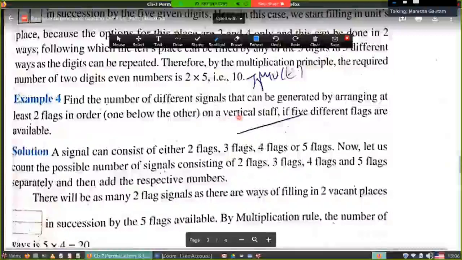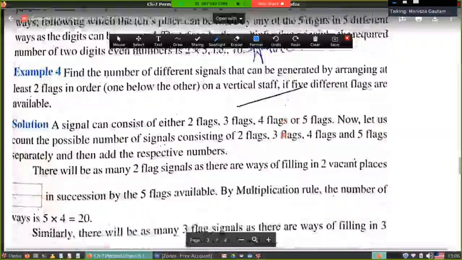On a vertical staff, 5 different flags are given to you. You have to make the arrangement of signals having 2 or more than 2 flags. It means first you have to take 2 flags arrangements, then 3 flags arrangements, then 4 flags arrangements, and at most you can take 5 flags arrangement. It means you have different cases; calculate all the different cases and add all the arrangements, you will get the answer.